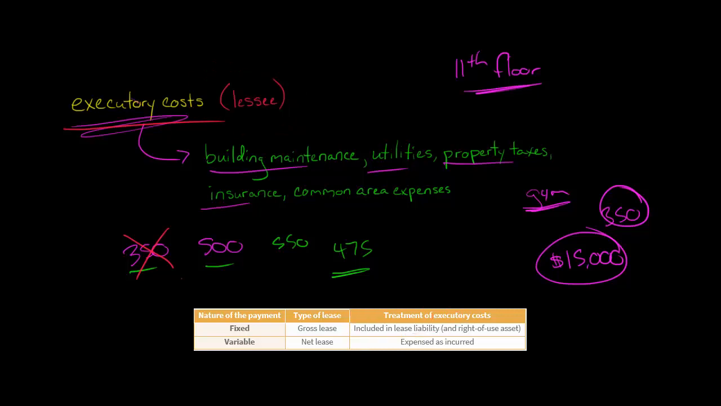I hope you get the distinction here. With the fixed, this gross lease, what we're saying is your rental payment was set by the lease agreement at $15,000, and $350 of that $15,000 is compensating the lessor for executory costs. And you wouldn't expense this every month because it's part of your rental payment. But when it's not a fixed part of the rental payment, when it is variable, and let's say the next month is $475, then you don't say this was already included in my lease liability. Instead, what you would do is you would record an expense.